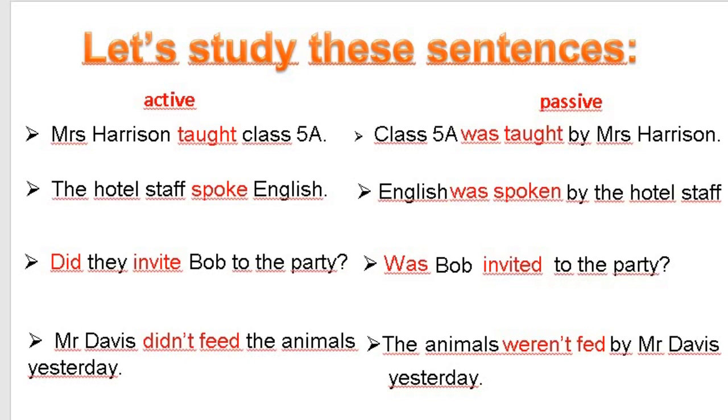The animals is plural, so we normally use were, but here in the sentence we should use it in a negative way. So the animals weren't, the past participle of the verb feed is fed. So the animals weren't fed by Mr. Davis yesterday.